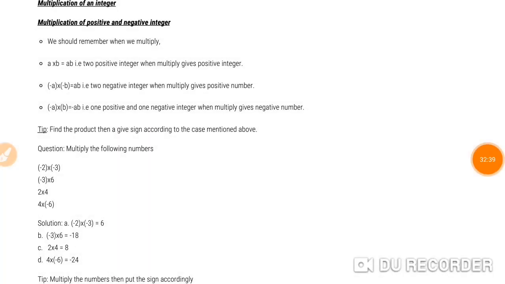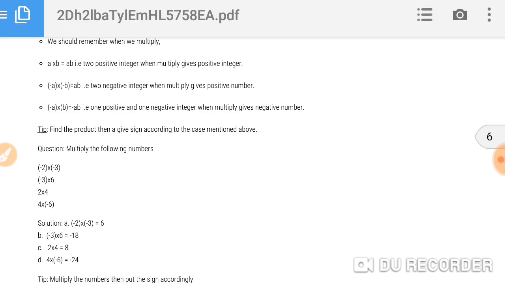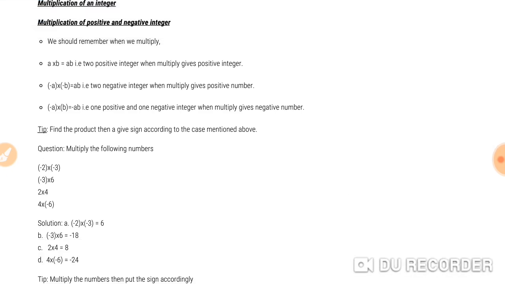Compared to addition and subtraction, multiplication and division are very easy. So this much is enough for this class. I'll continue with the multiplication of positive and negative integers, not only two but three integers together. I hope you understand how to multiply the integers.